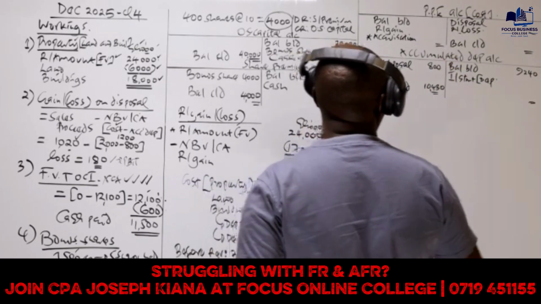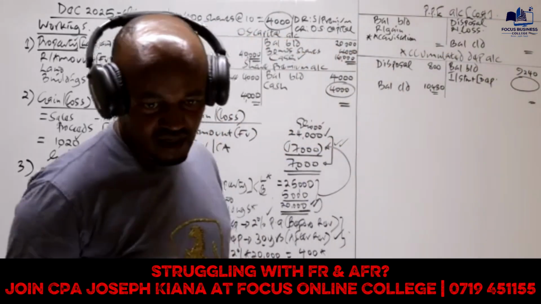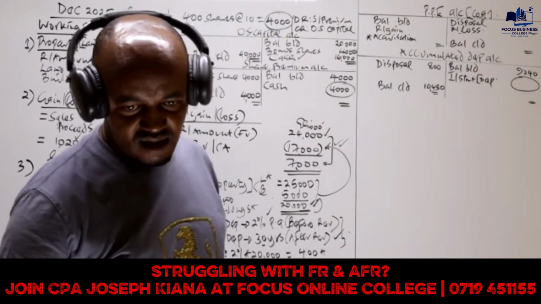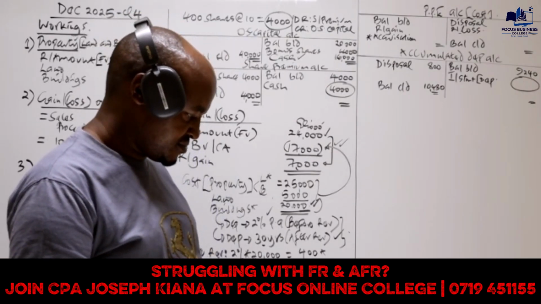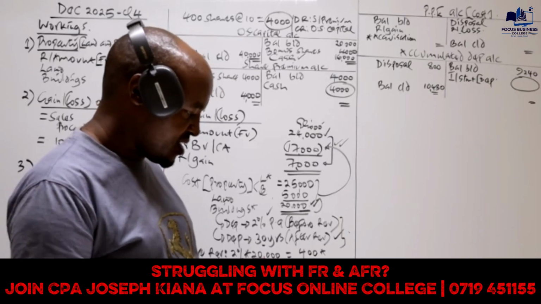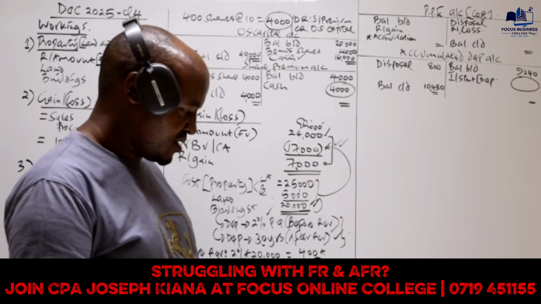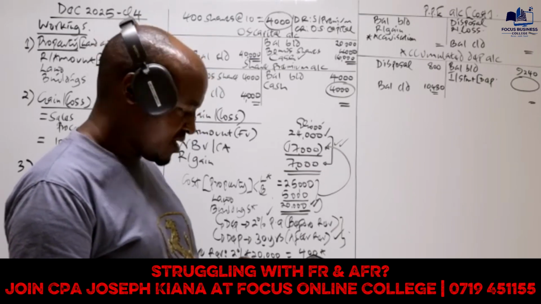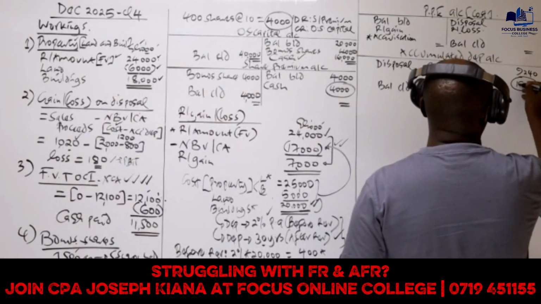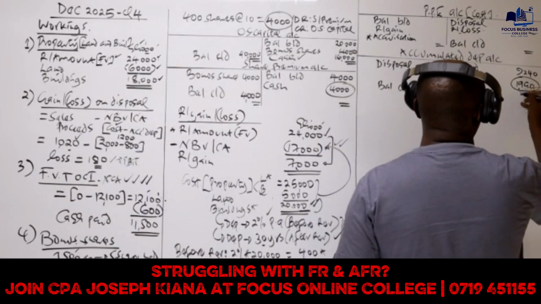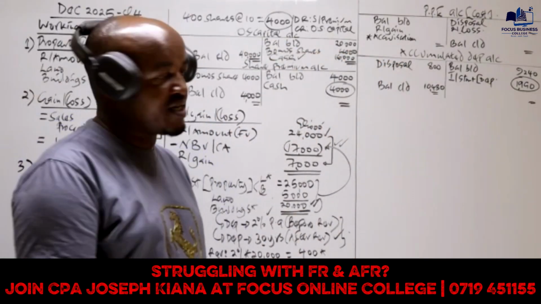So we get the balancing figure here, which will be the depreciation for the current year. So 800 plus 10,430 minus 9,240. Basically I'm getting a figure of 1,990. That is what I'm getting there. Confirm whether you're getting the same.